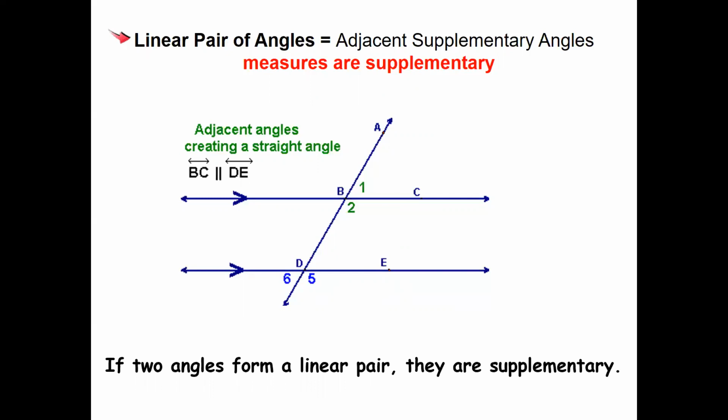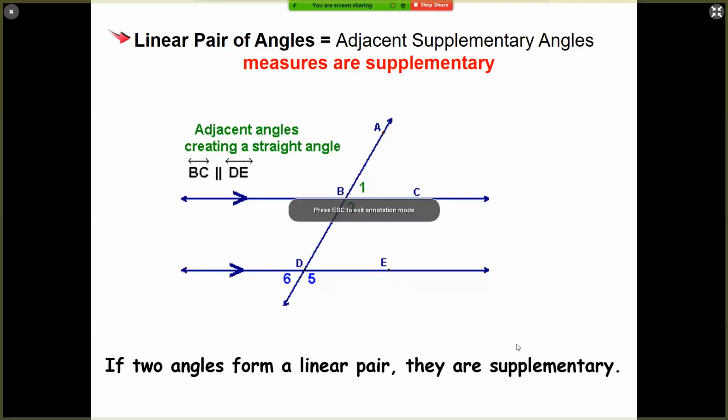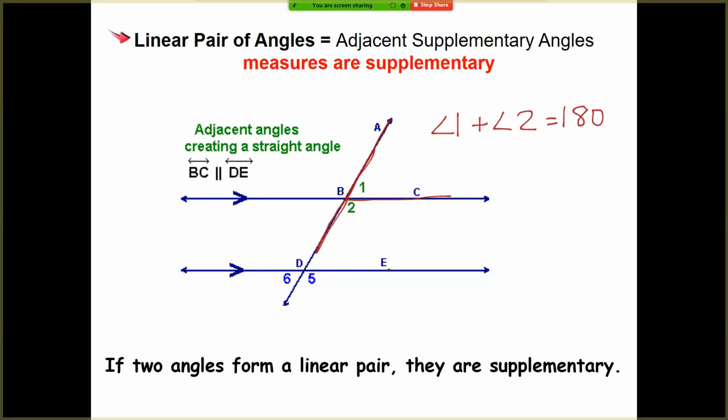So a linear pair means we have adjacent supplementary angles. A linear pair just means that when I push them together, they form a straight line. So looking at angle 1 and angle 2, if I put those together, which they're already put together for me, they form a straight line, which means that angle 1 plus angle 2 has to equal 180 degrees.